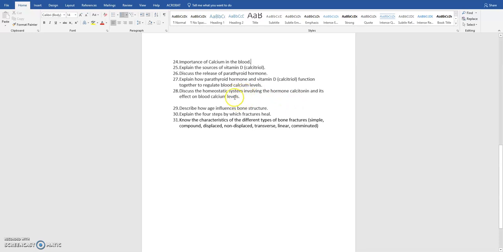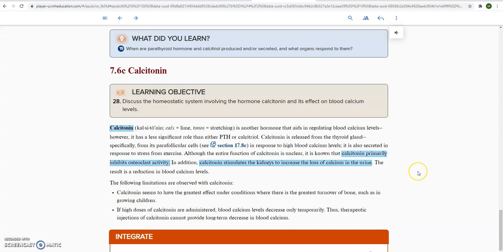And so that's what this objective 28 is going to talk about, is the role that calcitonin, it's another hormone, has whenever we have calcium levels in our blood that are too high. All right, so let me go back to our textbook. So calcitonin is the name of this hormone.